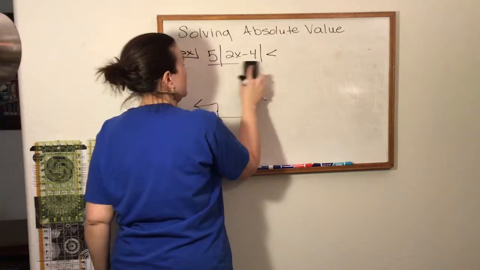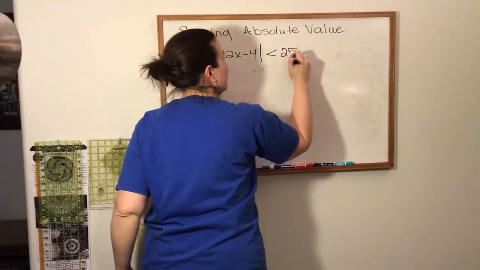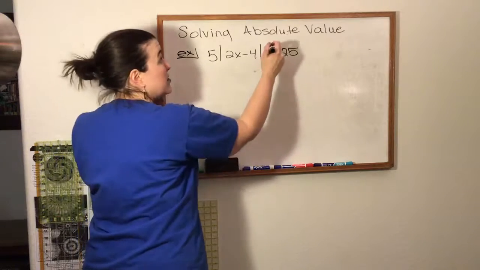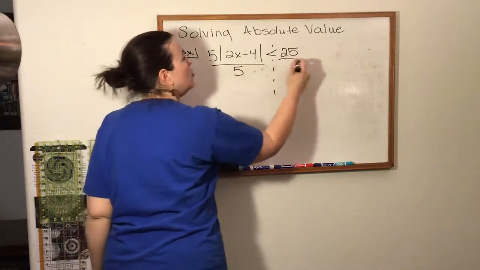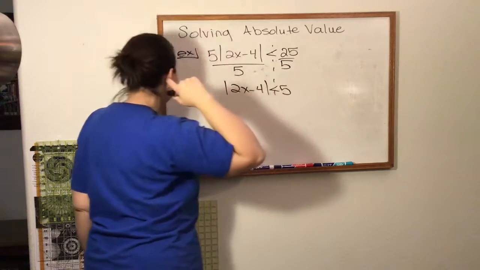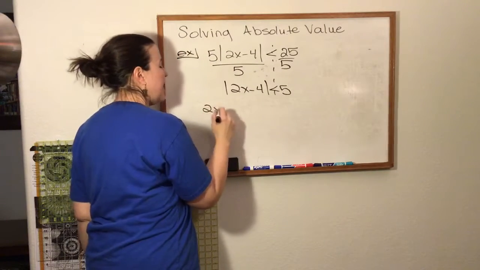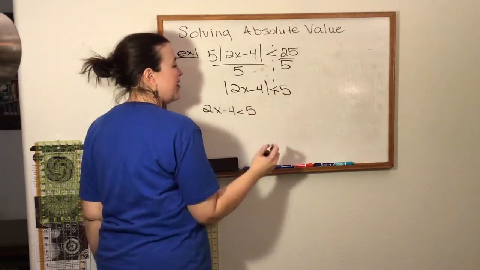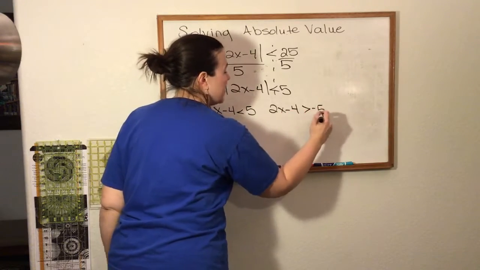So, let's just go ahead and turn this into less than 25, and I just want you to see how similar it is to what we just did. Okay? I've got to get my absolute value alone. Now I'm going to split it, and here's the one major difference. I have 2x minus 4 has to be less than 5, but then 2x minus 4 has to be greater than negative 5.